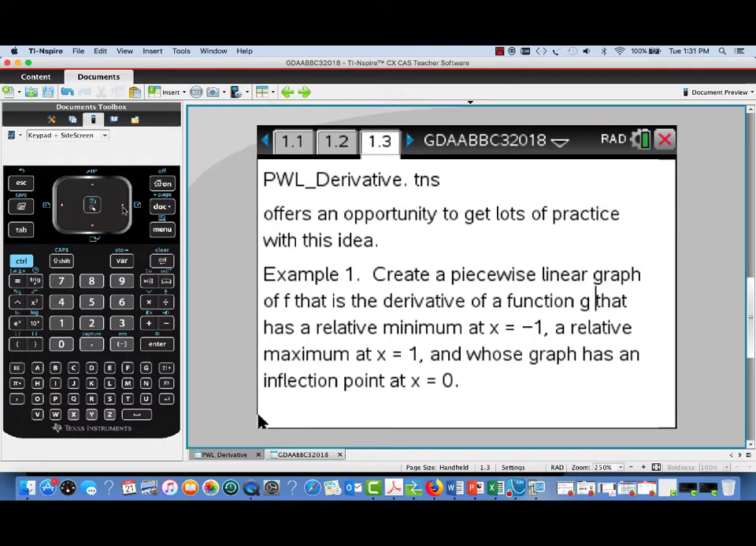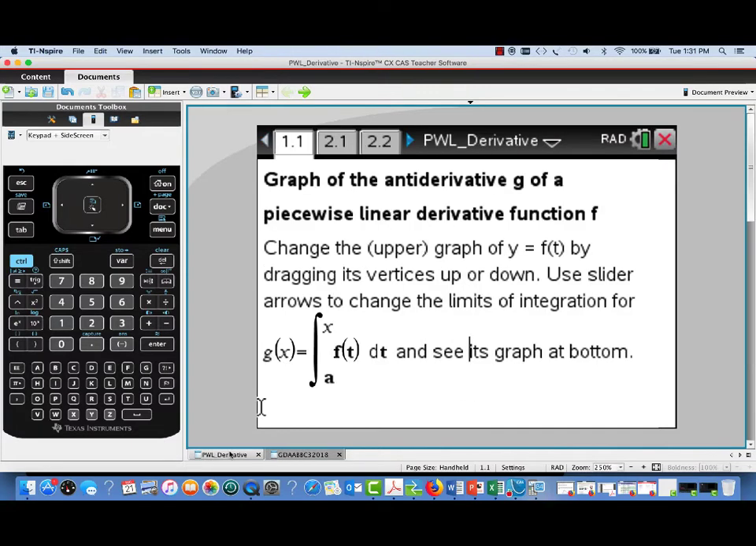Here's an example problem. Suppose we wanted to create a piecewise linear graph of a function f that's the derivative of another function g. We want g to have a relative minimum at -1, a relative maximum at +1, and we want its graph to have an inflection point at x equals 0. Now let's go over to this PWL derivative file and see how it works.